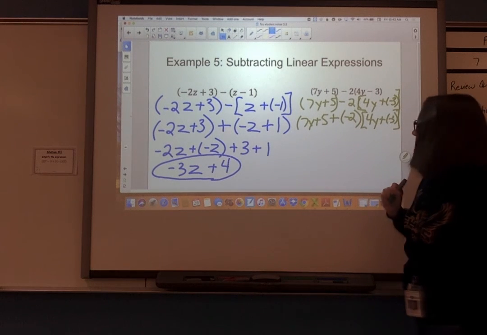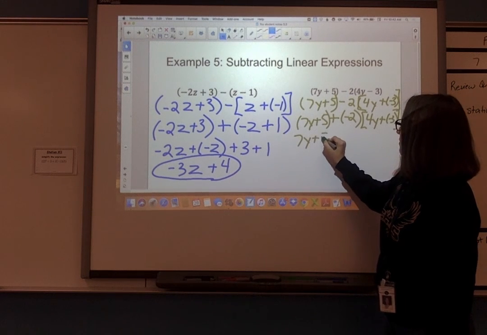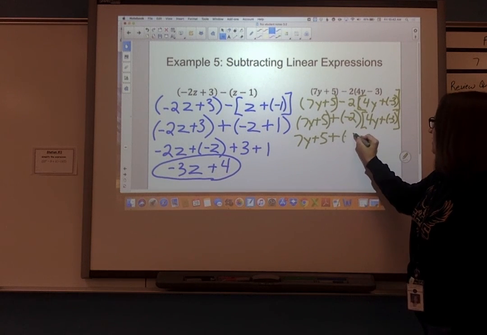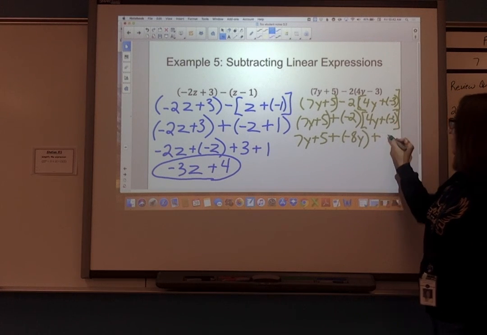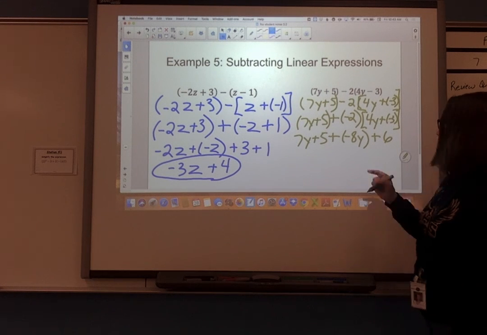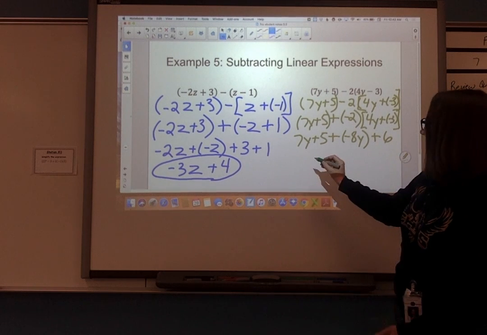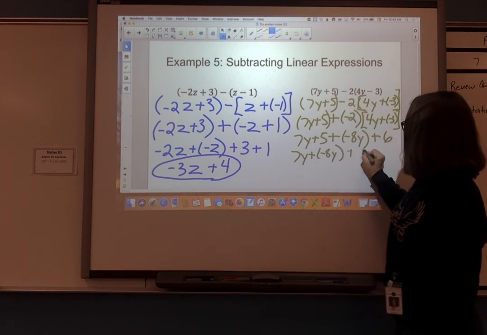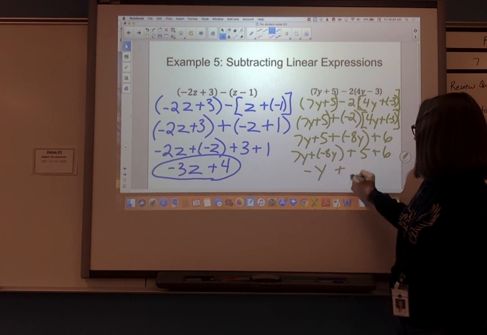All right, so now I have 7y plus 5 plus negative 2 times 4y is negative 8y plus negative 2 times negative 3 is positive 6. Okay, that was a lot of work to get to this point, but now we're at a sum of terms. Now we're at something we can easily simplify by combining like terms. 7y plus negative 8y plus 5 plus 6 is negative y plus 11.